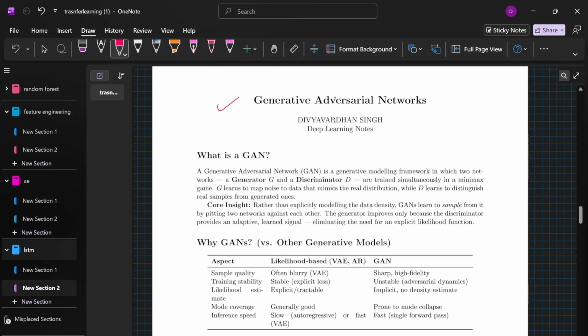Hello everyone. So we'll be covering the GAN part in two modules. The first module we'll cover today, and the second module we'll cover tomorrow in the next video. So let's start with what is a GAN.